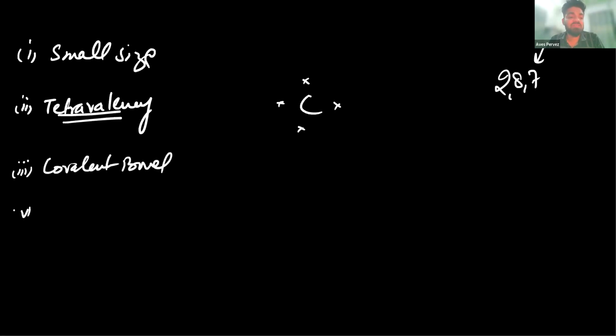And the fourth one is catenation. Catenation is a self-linking property of an element. What is catenation?